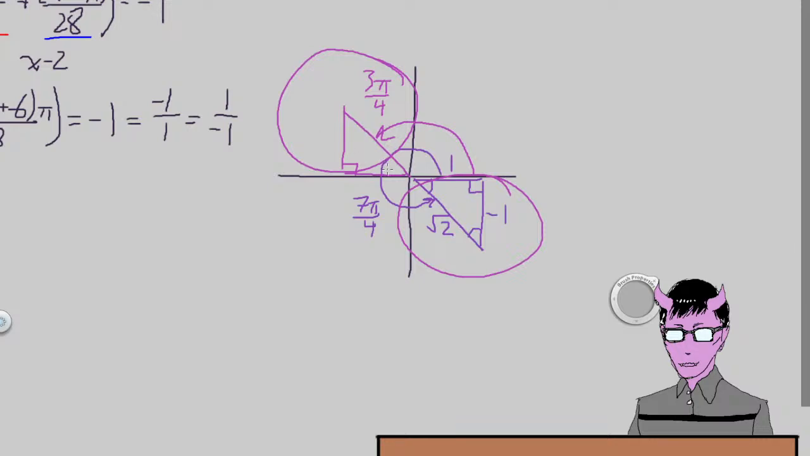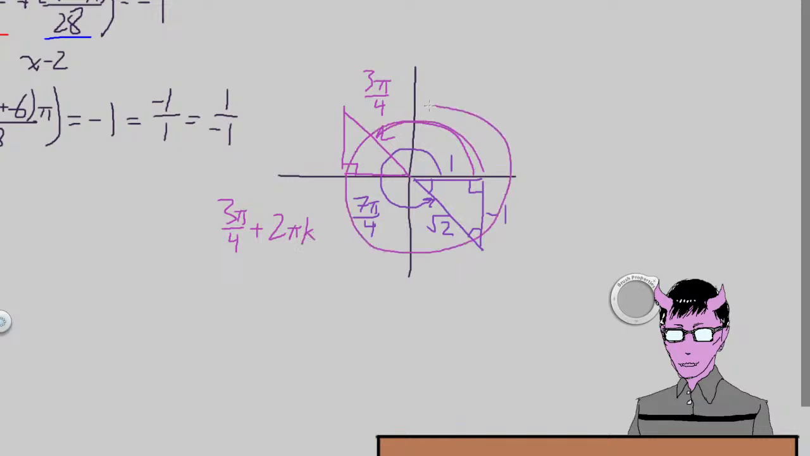So rather than having to deal with two scenarios, we're just going to base it off of this one. So we're going to call 3 pi over 4 the most basic positive reference angle situation. And instead of adding plus 2 pi k, because if you do plus 2 pi k, we're going to skip over and go back to here. But we also want to capture the dark purple situation. So rather than adding plus 2 pi k, we're just going to add plus 1 pi.